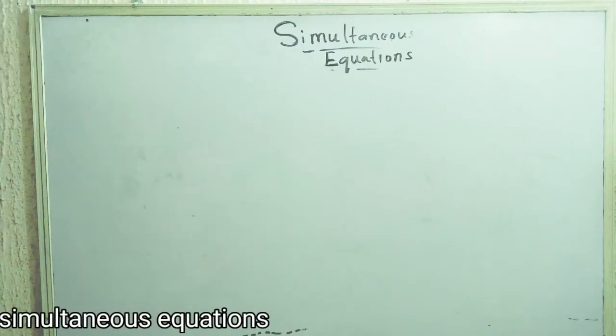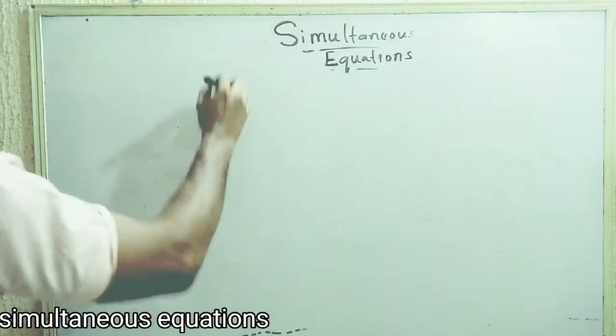Hi, I shall be talking about simultaneous equations. A simultaneous equation is a type of equation in which you are required to find two, three, or more variables at the same time, given either two equations, three equations, or four equations. The typical one we normally know is something of this nature.